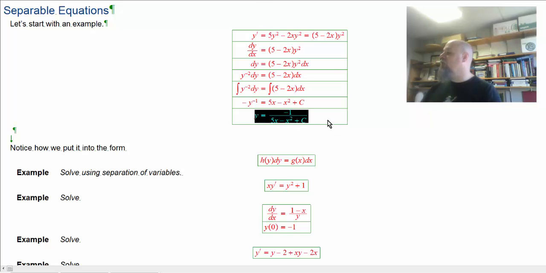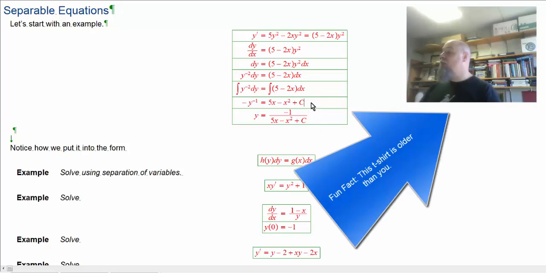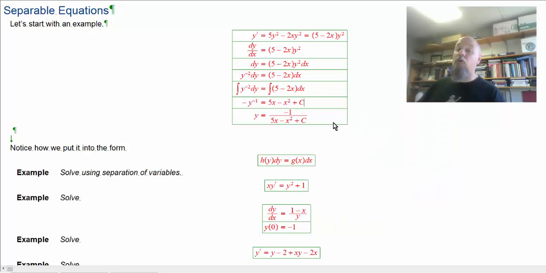Now this is an explicit solution. Notice that I put the c on exactly when I integrated both sides. I didn't integrate, solve for y, and then just tack on a plus c. That would have given me the wrong answer. The c would have been in the wrong spot.